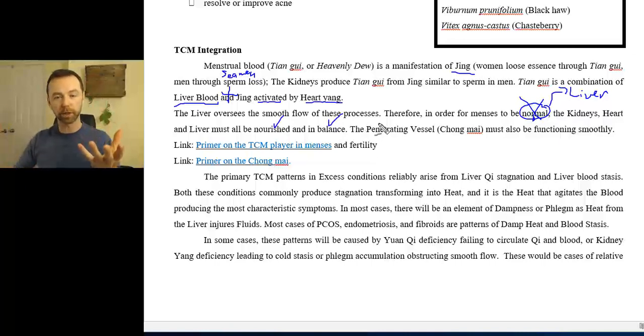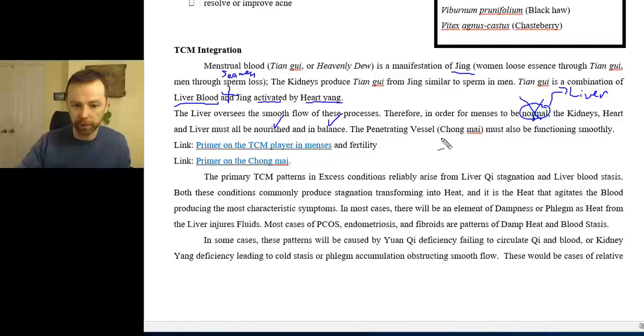It must have enough qi and yang to do its job. And it must not be stagnant so that it can be in balance. I'm not going to go into these next parts very much. The chongmai, which we sometimes call the penetrating vessel. And we've got some other things here.